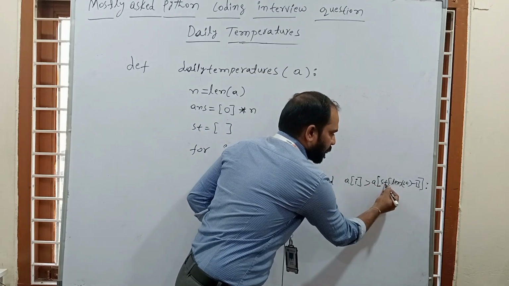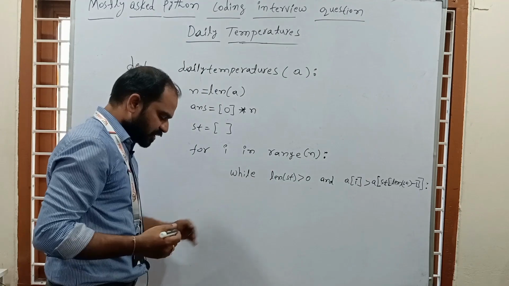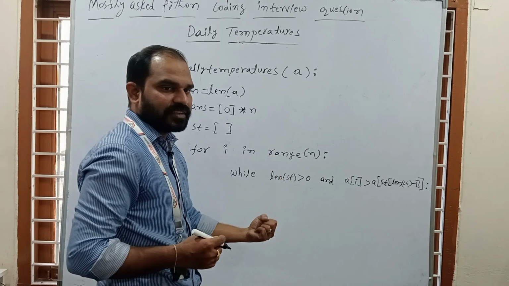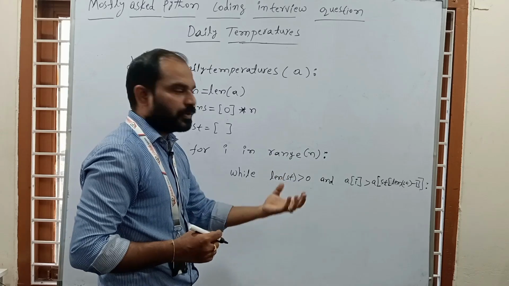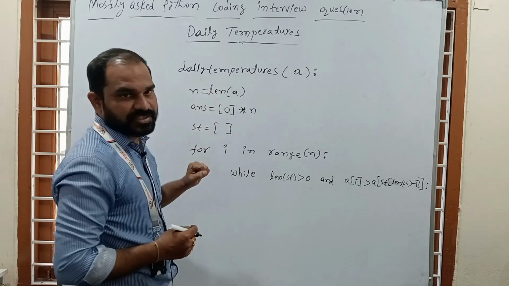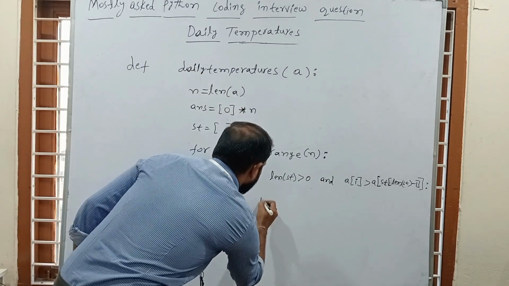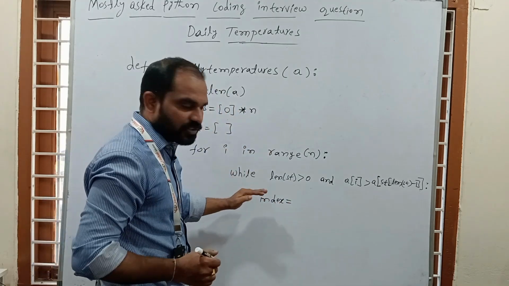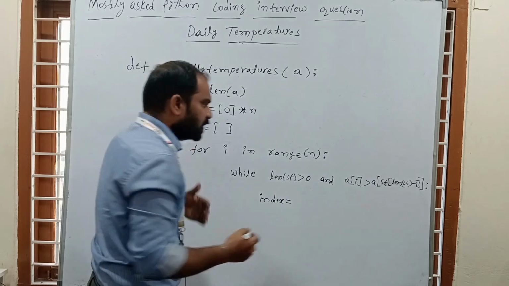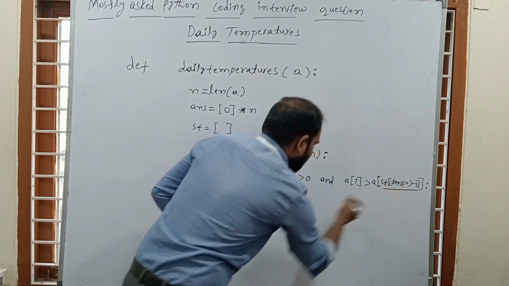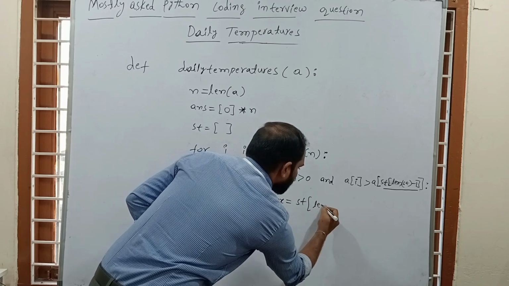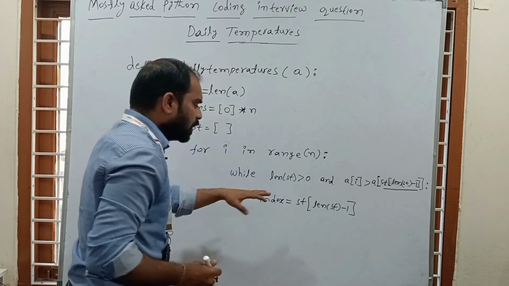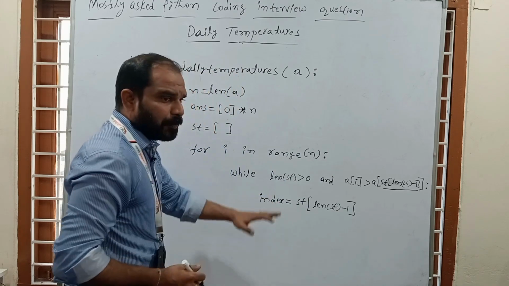And whenever this condition is true, what you need to do? You need to get the index number, and you need to get the answer, and you need to pop that index number from the st, right? And then to get the index, I am taking a variable index. At which index you need to update the result? At which index we are going to update the result? At this index. So take it as it is here.